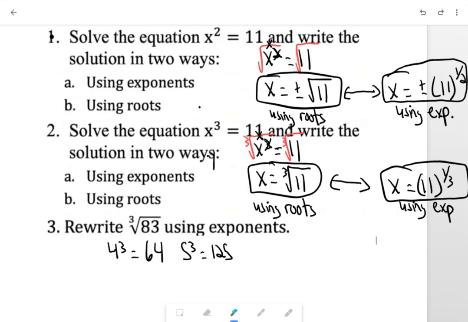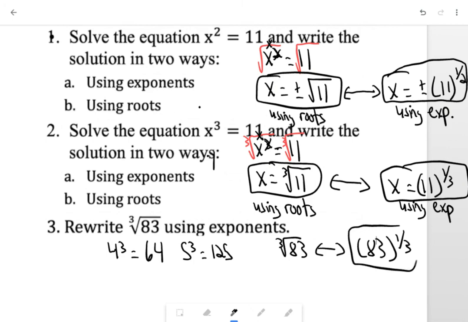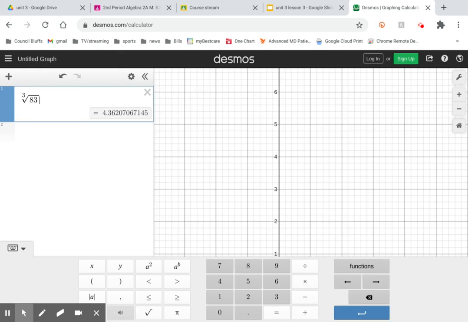Okay, so I never showed you this yesterday, but that is how you do cube roots on Desmos. Now, going back to answering the question, rewrite the cube root of 83 using exponents. All right, using exponents is simply going to be 83 to the power of 1/3. Again, square root is to the power of a half. Cube root is to the power of 1/3. And that is it for this lesson here.